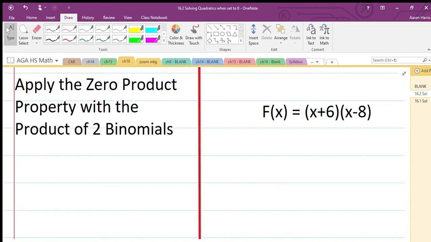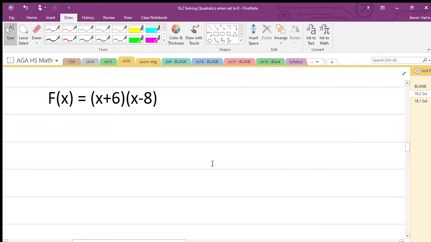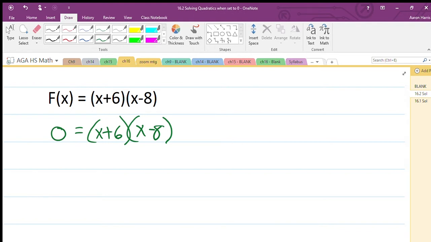Apply the zero product property, which we just said. Multiplying by 0 gets you what? That's right, 0. With the product of two binomials. So what does that mean? You will get a question like this. The function f of x equals x plus 6 times x minus 8. If you have that and you are told to find the zeros, immediately you're just going to set them equal to 0. Okay? And now that you set them equal to 0, that means that if one of these parentheses is equal to 0, 0 times whatever's in the other parentheses is still going to equal the 0 over here.